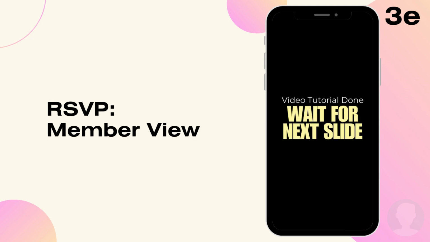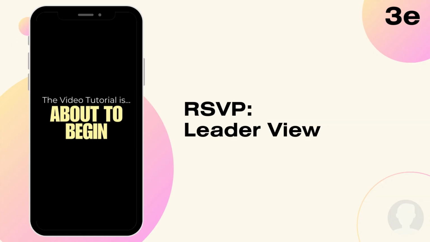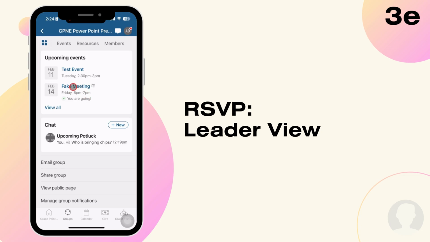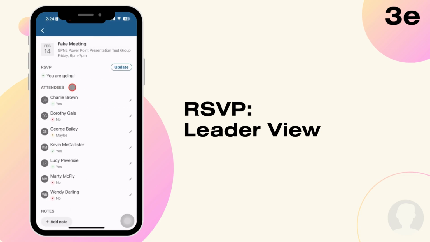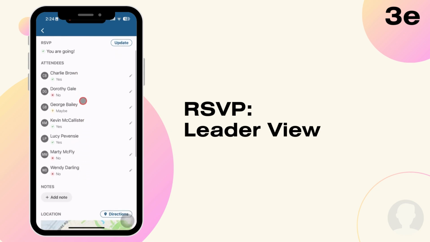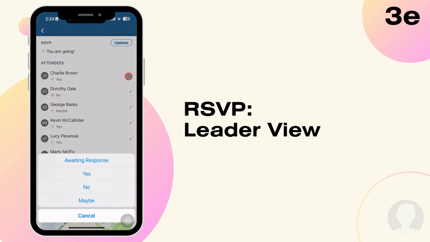Now, let's look at the leader's view of tracking RSVPs. Leaders can see who has RSVP'd for an event at any time. Here's how to check RSVPs. Open your group dashboard and select the event you would like to view RSVPs for. Here you will see your group's answers to help you better plan your event. You can also update RSVPs here if given an external verbal confirmation.